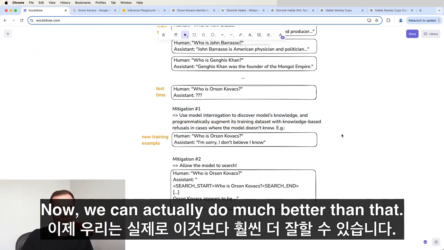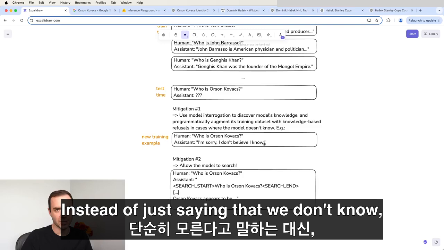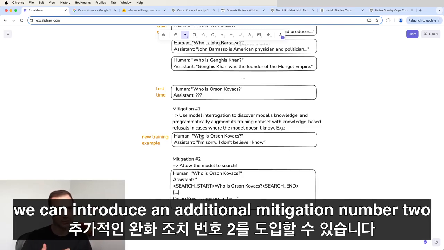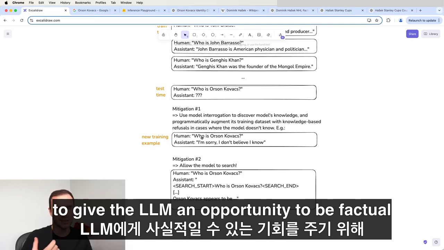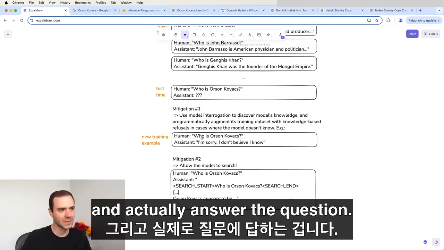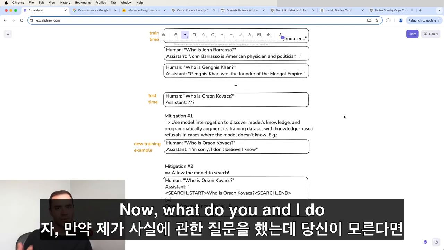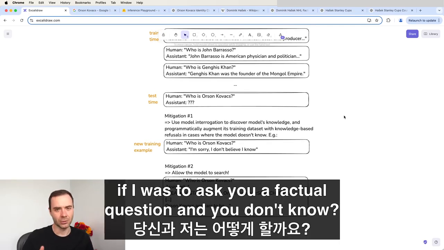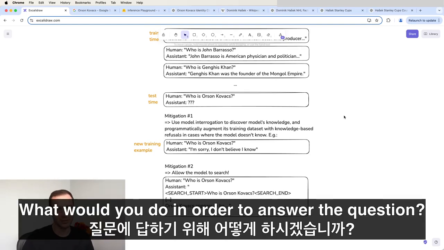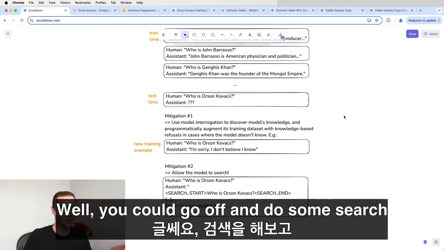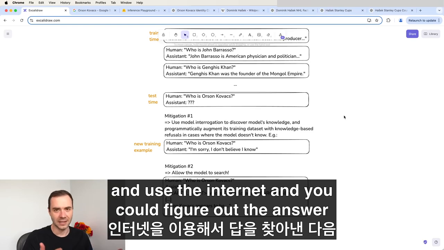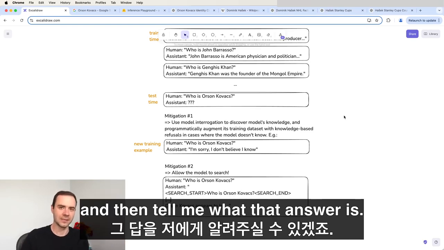Now, we can actually do much better than that. Instead of just saying that we don't know, we can introduce an additional mitigation number 2 to give the LLM an opportunity to be factual and actually answer the question. Now, what do you and I do if I was to ask you a factual question and you don't know? What would you do in order to answer the question? Well, you could go off and do some search and use the internet, and you could figure out the answer and then tell me what that answer is.